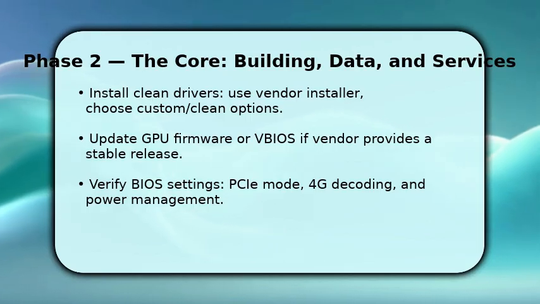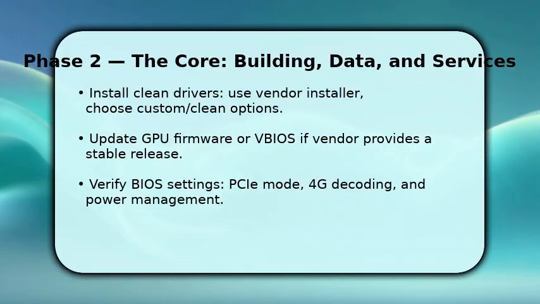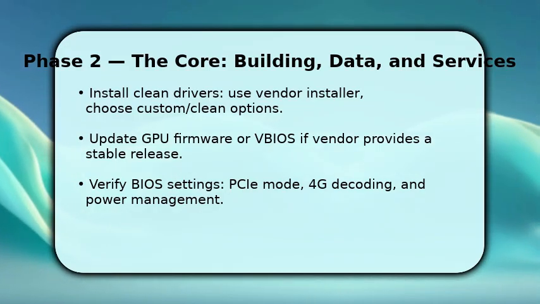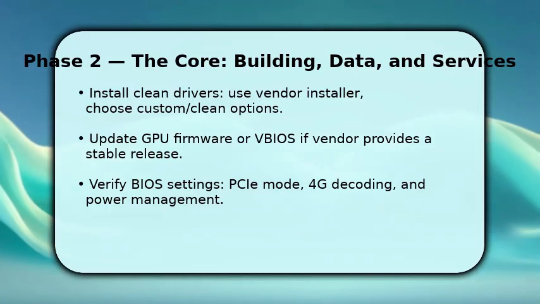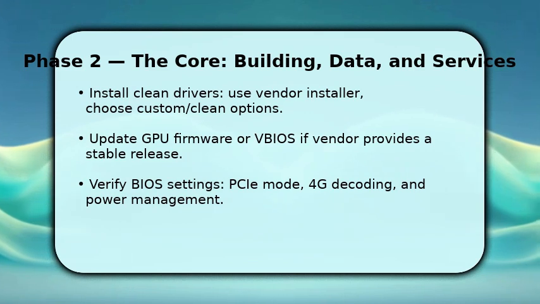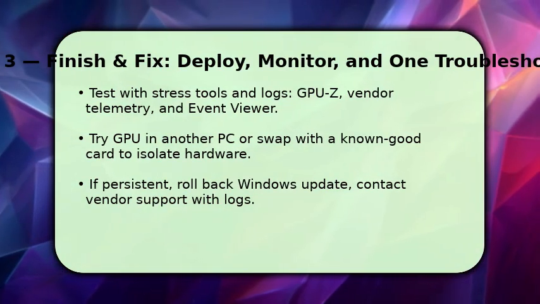Next, check for GPU firmware or vBIOS updates from the manufacturer, flash only stable releases, and follow their command line or GUI tool instructions. A failed flash causes bigger issues. Also review motherboard BIOS. Set PCIe mode correctly, enable 4G decoding if needed, and disable. You finish by validating stability.